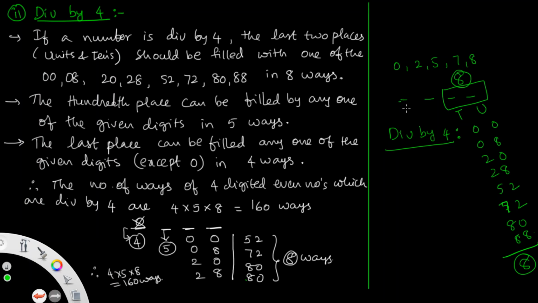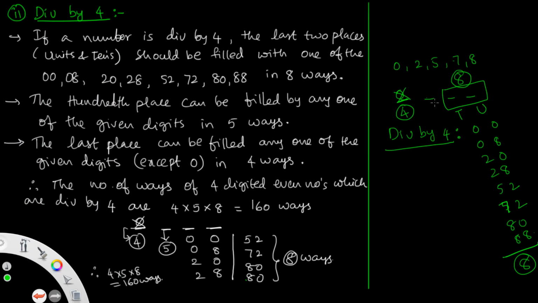The thousands place should not be kept as 0. So then you get the third digit. It should not be filled with 0, except 0. This box can be done in how many ways? Except 0 means you get the numbers 2, 5, 7, 8. Nothing but here you get 4 ways.